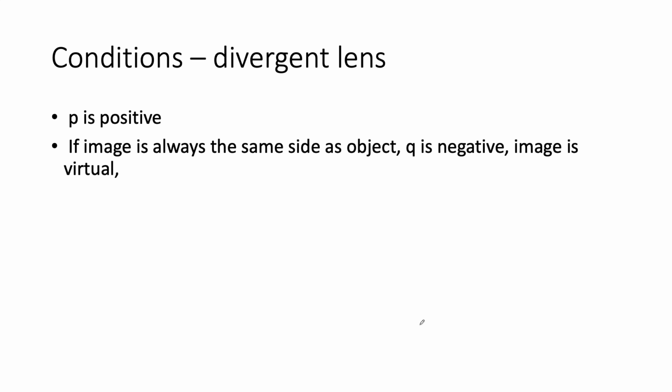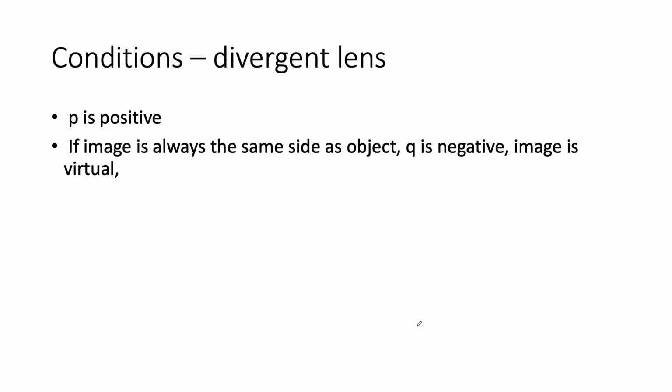With a divergent lens, P is positive, and the image is always on the same side as the object, so it's going to be flipped over. Q is always negative, and the image is always virtual. So it looks like same side.